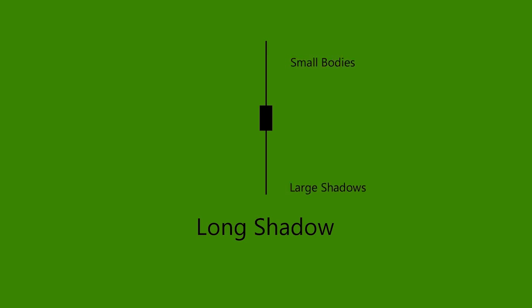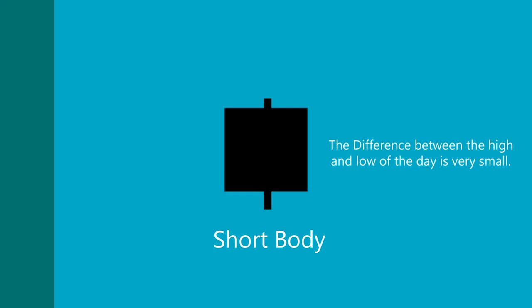The next in terminology is long shadow. As you can see, these are candle patterns where you will find a very small body or non-existent body, and on both sides the shadows are pretty large. The next candle type is short body. In Western terminology, it is also known as short day. Again, the difference between the high and low of the day is very small, and this is why it is called a short body candle.